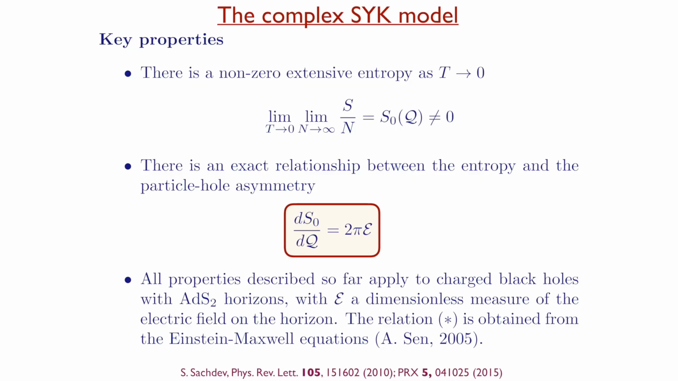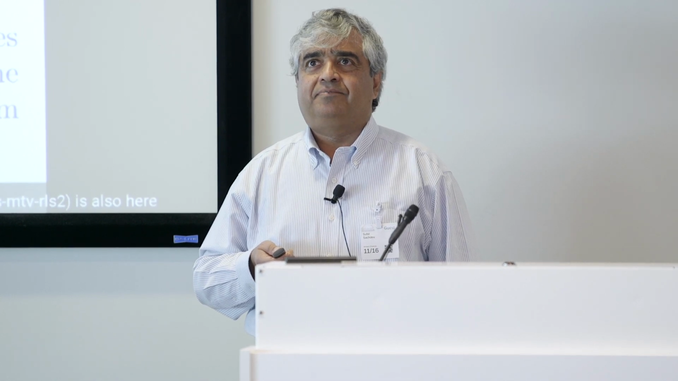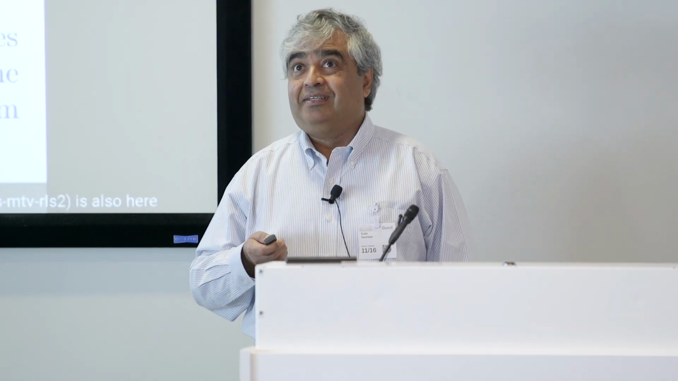Now, one other important property is that everything I've told you so far, the nature of the Green's function, the particle-hole asymmetry, the zero temperature entropy, and this relation, also apply to charged black holes with the AdS2 horizons. In fact, this relation was obtained from Einstein's equations and the Maxwell equations by Sen a long time ago, studying AdS2 black holes. Although actually it appeared in our work without any connection to black holes a bit earlier. And it's really the same relation because after all, this SYK model is, as we now know in some detail, dual to the quantum fluctuations of the AdS2 horizons.